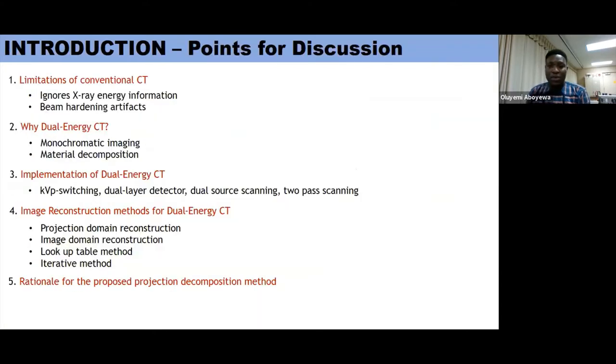Reading through the material, what are the things that pop up to us regarding the introduction section? We're expecting comments.